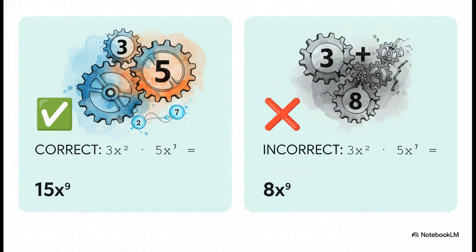And now for trap number 2, which is pretty much the exact opposite mistake. You get so into the habit of adding that you accidentally add the big numbers out front. But remember, those coefficients are just regular numbers. You treat them normally. So 3 times 5 is 15, not 8. Let's say it together. You multiply the big numbers and you add the small ones.